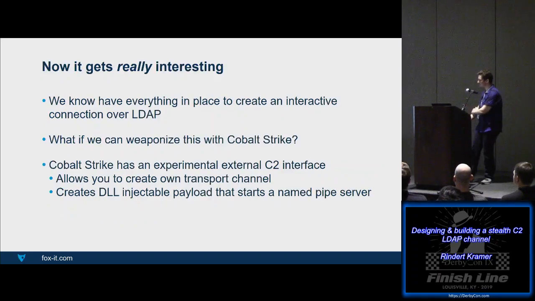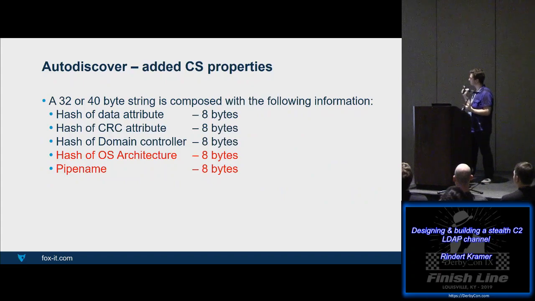So now we have everything in place to create an interactive channel over LDAP, and I wanted to weaponize it with Cobalt Strike. Cobalt Strike has an experimental interface that allows you to create your own transport channel, so that's what I did. In order to get Cobalt Strike working over LDAP, I added 2 more properties.